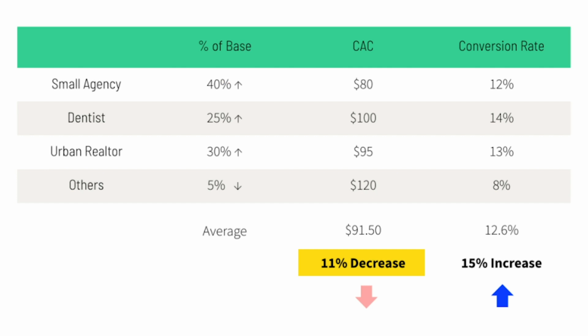Now we can see that by increasing the ratio of segmented customers, we have decreased our total customer acquisition cost by 11% and increased our conversion rate by 15%. This just goes to show that by acquiring and retaining more of your best customers, you could have a major impact on business performance and growth.